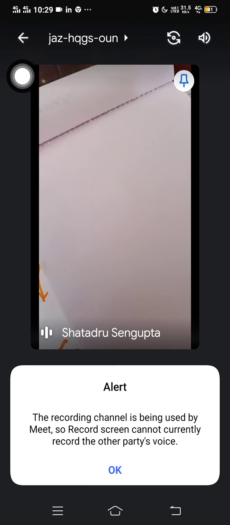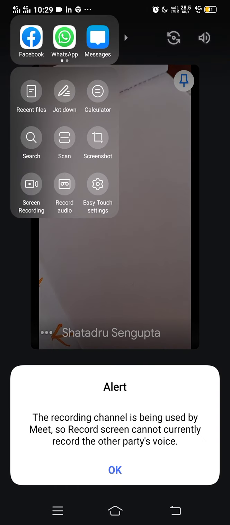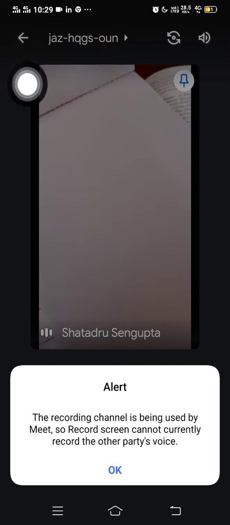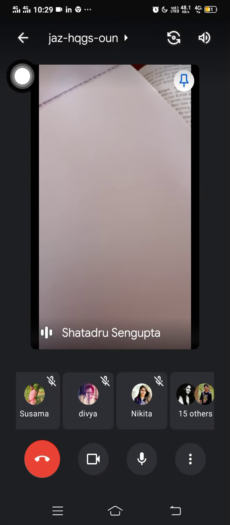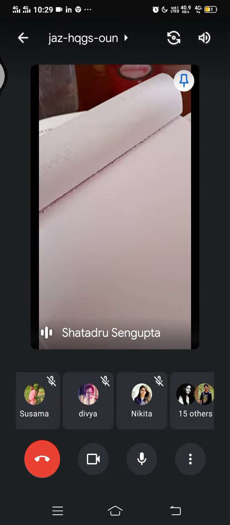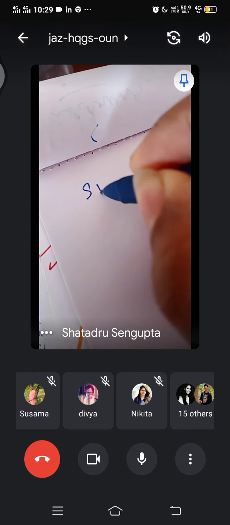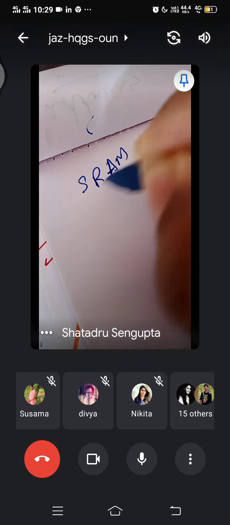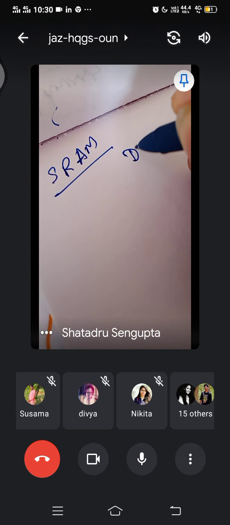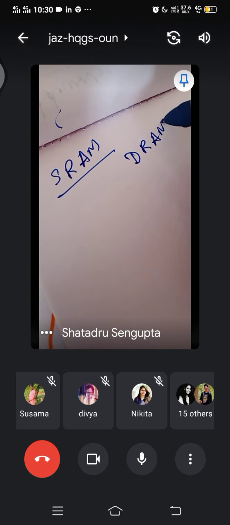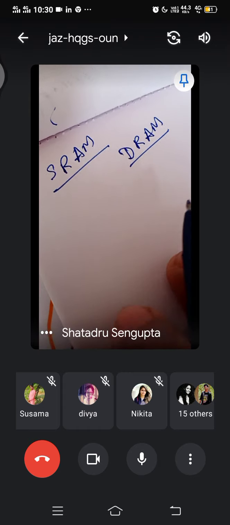There are broadly two types of memory, and these are SRAM and DRAM.